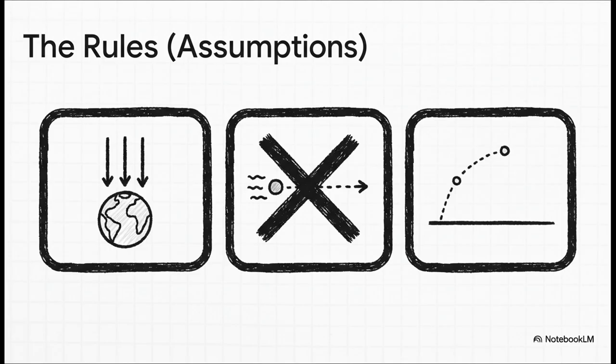Now, to keep things clean and simple, physicists set up some rules for this game. We pretend gravity is just a constant 9.8 meters per second squared, always pulling straight down. And this is a big one. We completely ignore air resistance. So in our perfect little physics world, there's no wind, no drag, nothing to mess with our projectile. These assumptions let us see what's really going on.